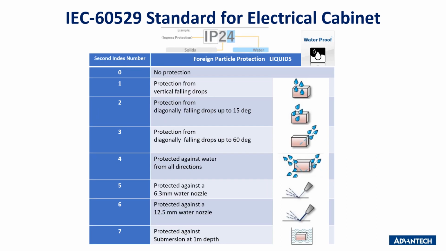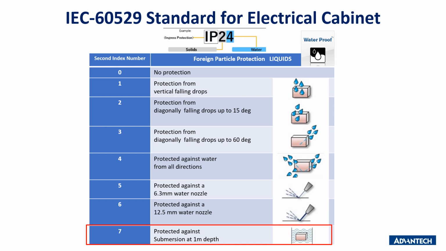The second digit is related to the protection against ingress of water. The number indicates conformity with the conditions summarized in the table below. Thus, the number 0 means there is no protection, and the number 7 means protection against submersion at 1 meter depth. For example, a cellular phone rated at IP67 is dust resistant and can be immersed in 1 meter of water for up to 30 minutes.